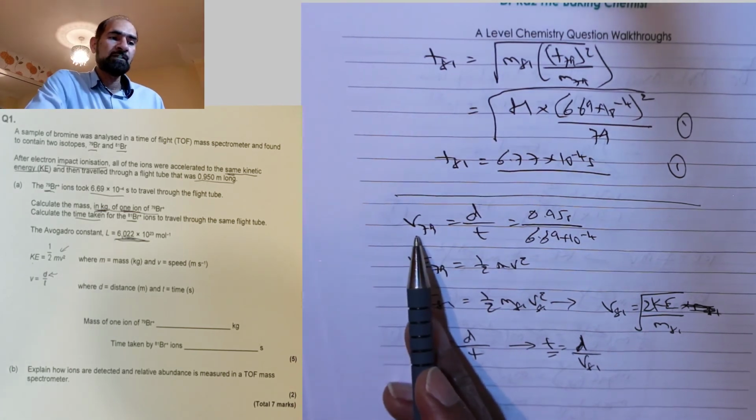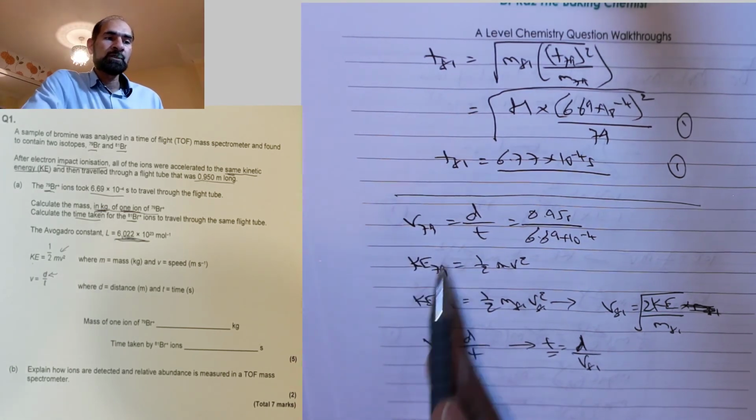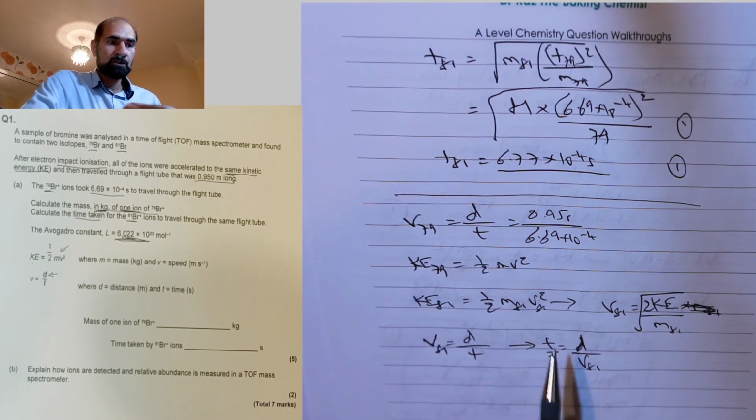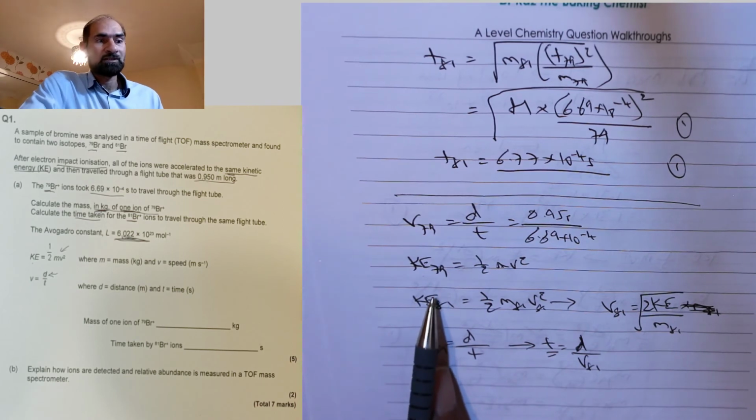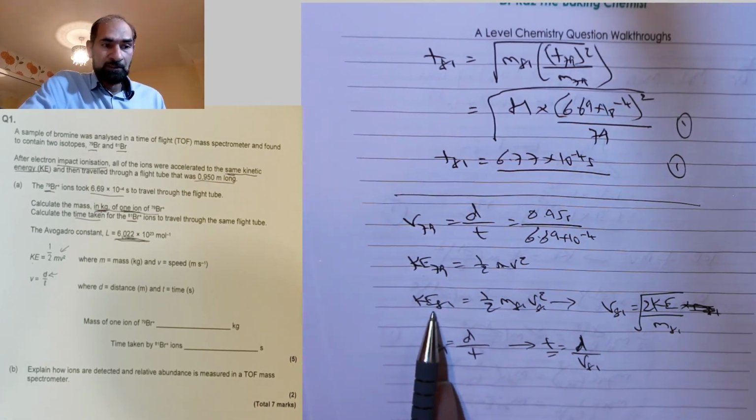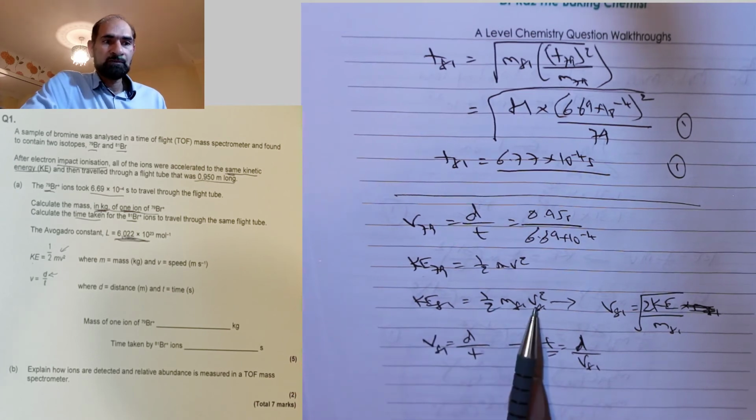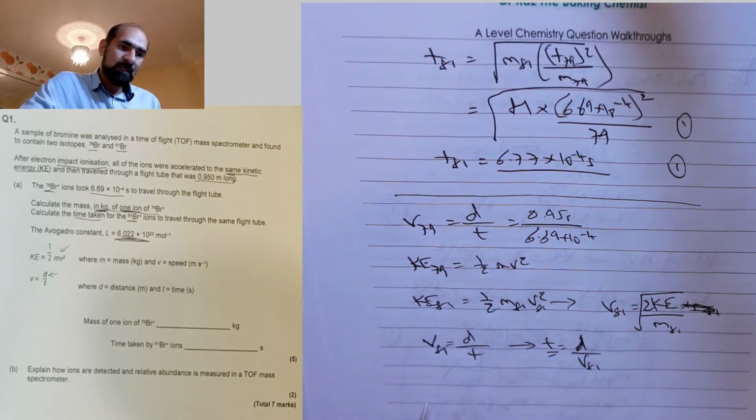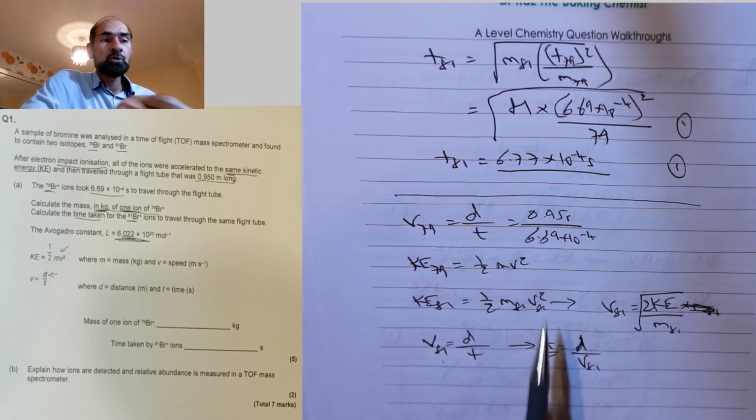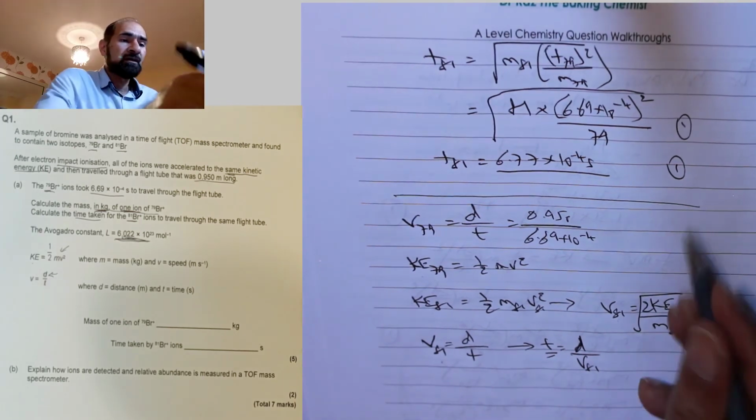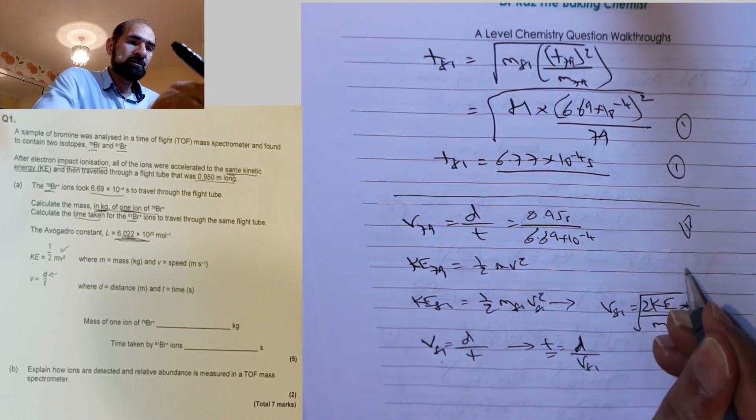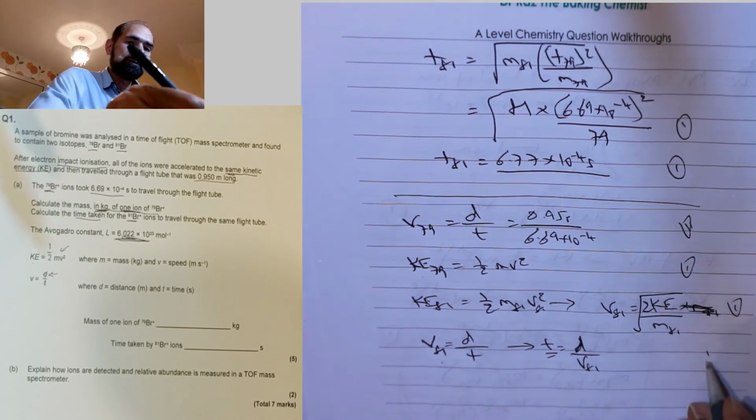So find the velocity of the 79 isotope, use that to find the kinetic energy of the 79 isotope, and then use the fact that all the kinetic energies are the same. Assume that's the same for the 81 isotope, find the velocity for 81, and then use that to find the time. So you could have done that and you'd get to the same answer. Again, it would be 1 mark each if you did it this way. All right, so that's that.